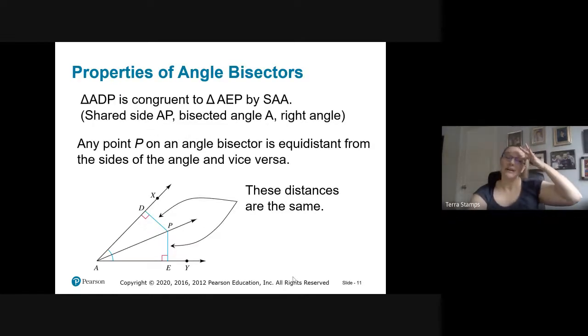All right, properties of angle bisectors. So triangle ADP is congruent to AEP by side angle angle. Okay? Shared side AP, and then bisected angle A, and then the right angle. Any point P on that angle bisector is equidistant from the sides of the angle and vice versa. So just to try to show you what I'm talking about, these distances right here are the same.